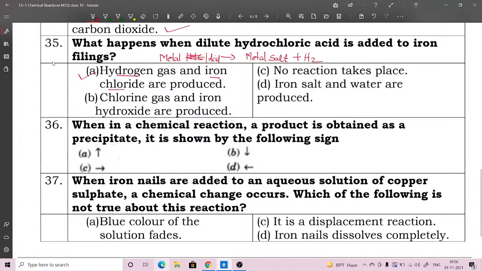Here you may get any other example. So this is again another type of question, a similar question you may get from this particular chapter. Let us move on to question number 36.